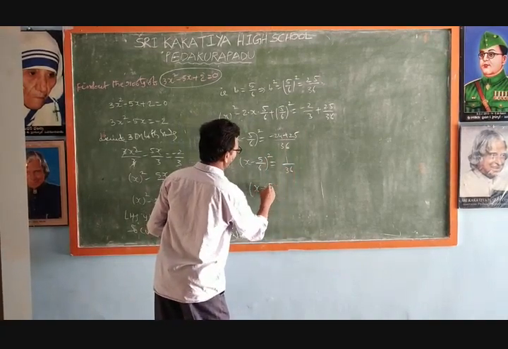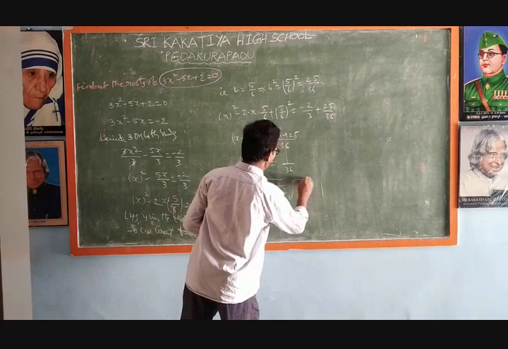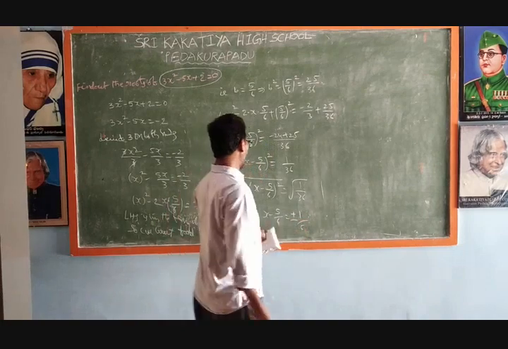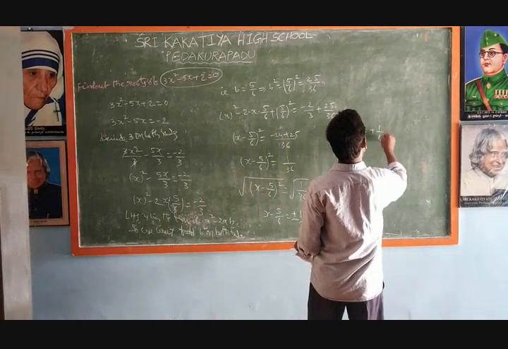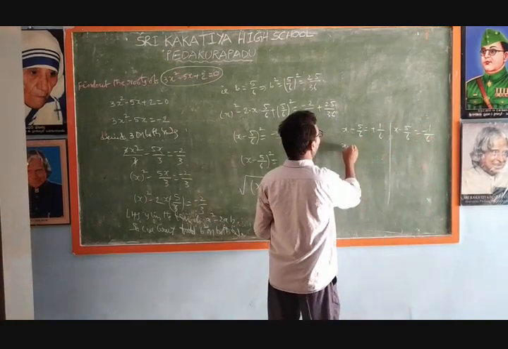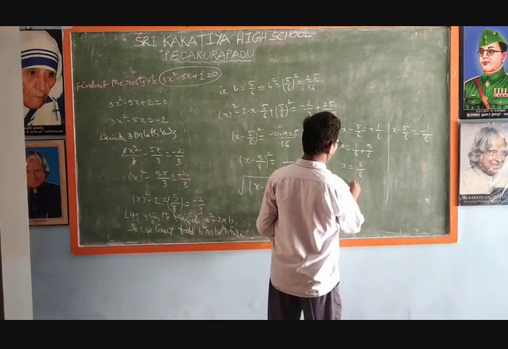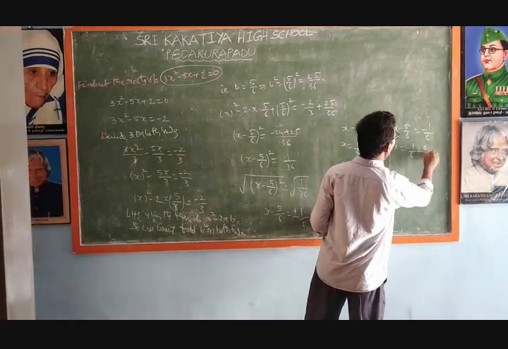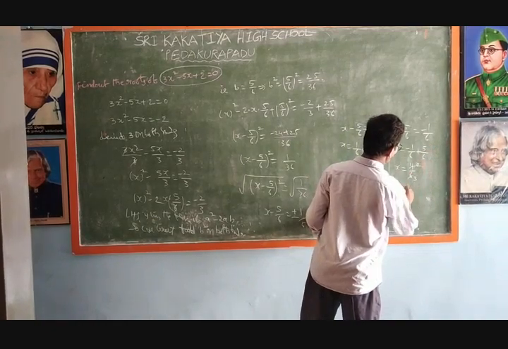Now we take the square root on both sides of (x − 5/6)² = 1/36. That is x − 5/6 = ±1/6. So x − 5/6 = +1/6 and x − 5/6 = −1/6. X = 1/6 + 5/6, that is x = 6/6, so x = 1. And second, x = −1/6 + 5/6, x = 4/6, that is x = 2/3.